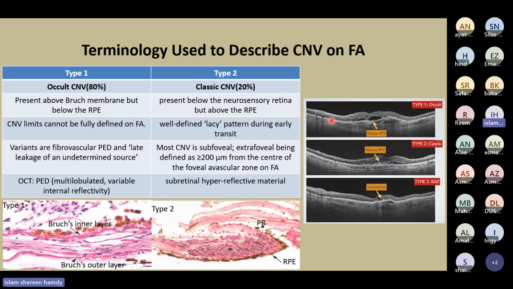And usually patients with this occult CNV have relatively better vision than patients with classic CNV, in which the membrane has invaded Bruch's membrane and the retinal pigment epithelium and starts to invade the neurosensory retina itself. So here it invaded Bruch's membrane, it invaded the retinal pigment epithelium, and you'll find that the retina itself is invaded by the membrane. Usually it's more well defined on the fluorescein angiography because the retinal pigment epithelium is not covering it, but the patient is having mostly worse vision because of the more destructive nature of the membrane on the photoreceptors.